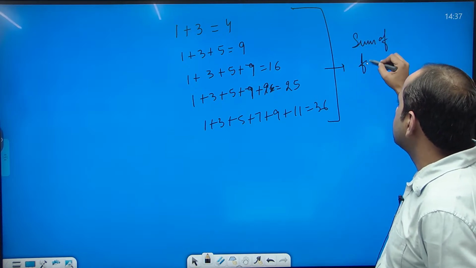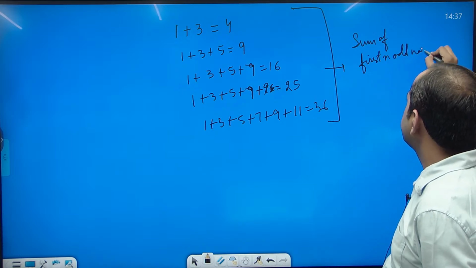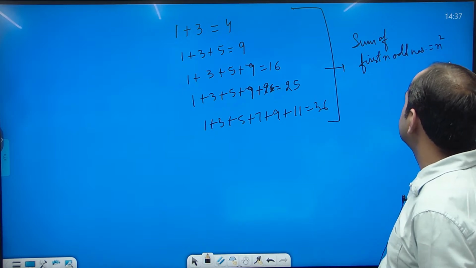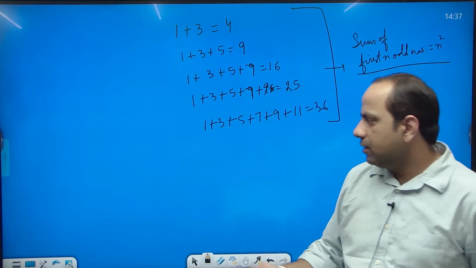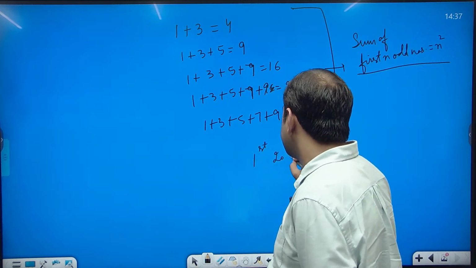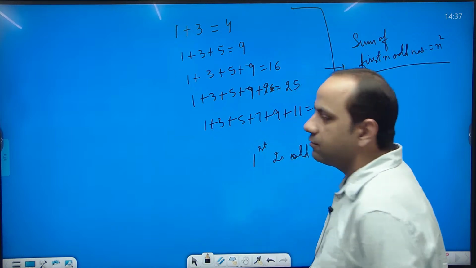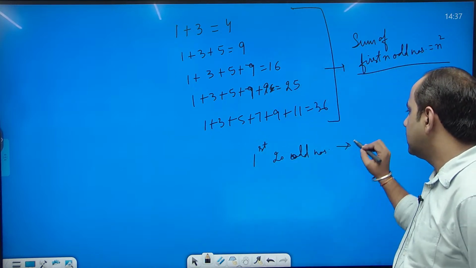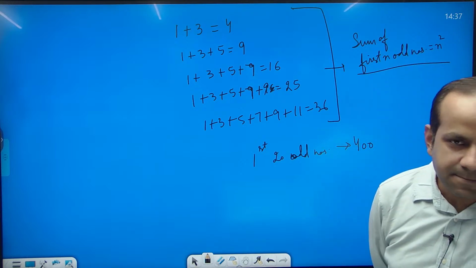So what we can conclude out of this is that the sum of first n odd numbers will be n square. Any doubt in this? Got it? So if I say what will be the sum of first 20 odd numbers, can you tell me? It will be 400 exactly. Sum of first 50 odd numbers will be 2500.